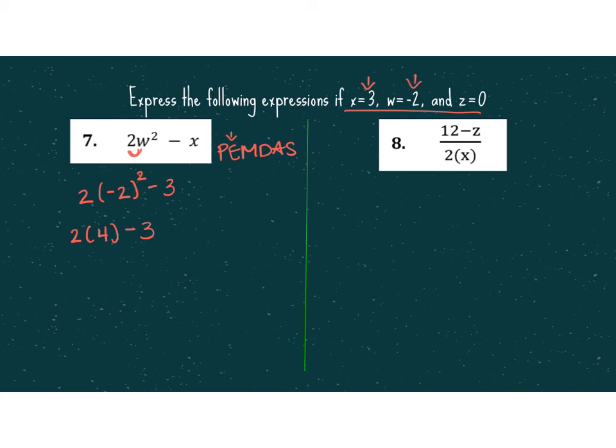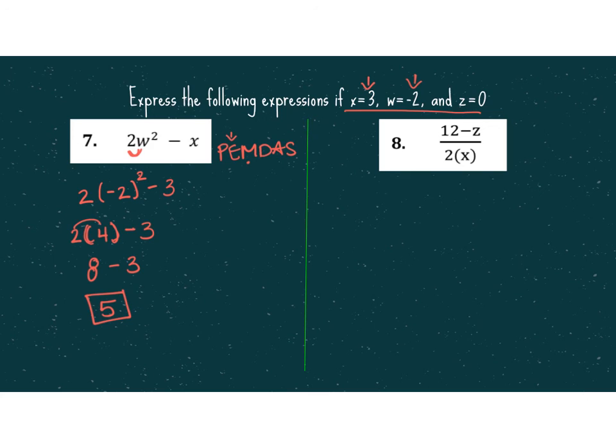Now I'm going to go to multiplication, and I see I have a little bit of multiplication because when you have a number next to a parenthesis, that means to multiply. So I'm going to distribute this 2 to the 4, so 2 times 4 is 8. And then you're subtracting that 3. 8 minus 3 is 5. And that's your final answer for that one.